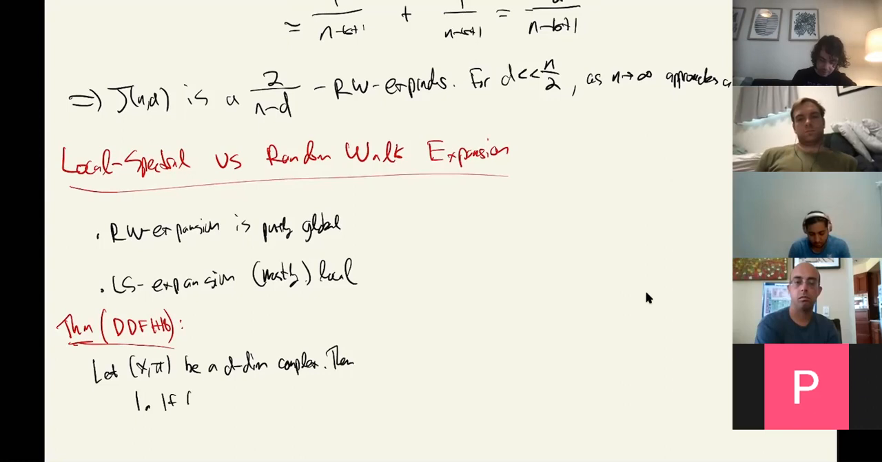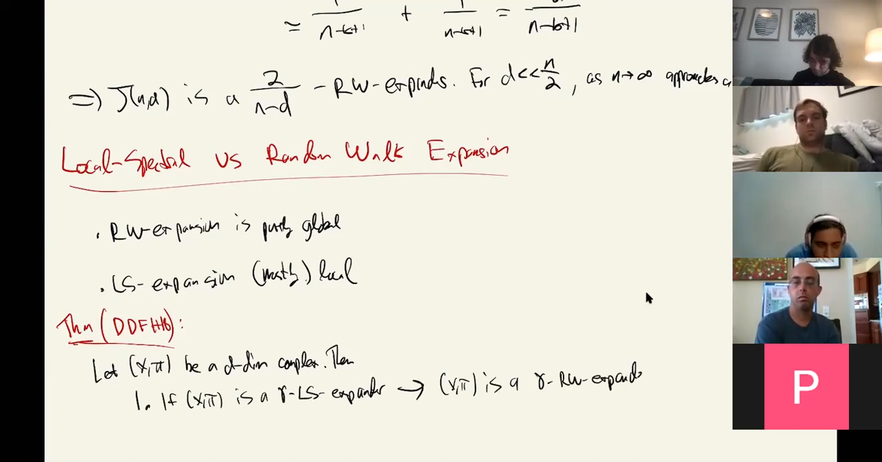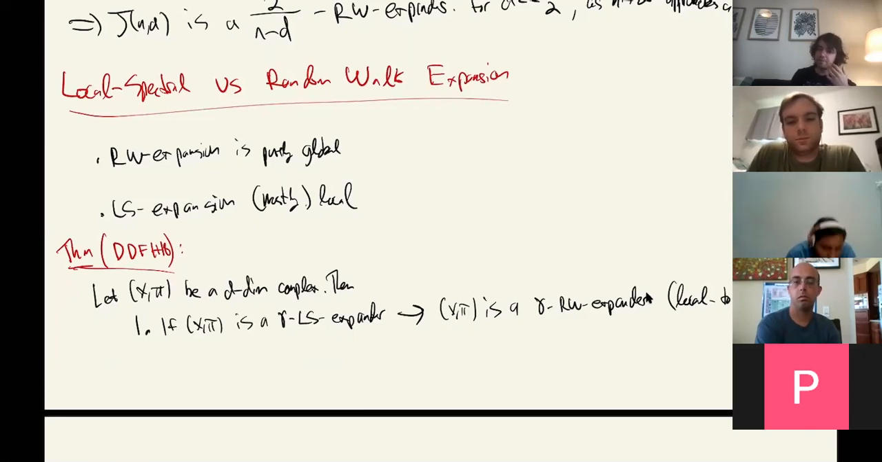So first, if (X, π) is a γ local spectral expander, this implies that (X, π) is a γ random walk expander. So this is the local to global side of the theorem. And this side is maybe slightly less surprising because we've already seen this kind of thing before when we proved the trickling down theorem. In fact, the proof won't be exactly the same, but it will be pretty similar. It'll be morally very similar to Oppenheim's theorem. And this will be our main focus for the rest of today.